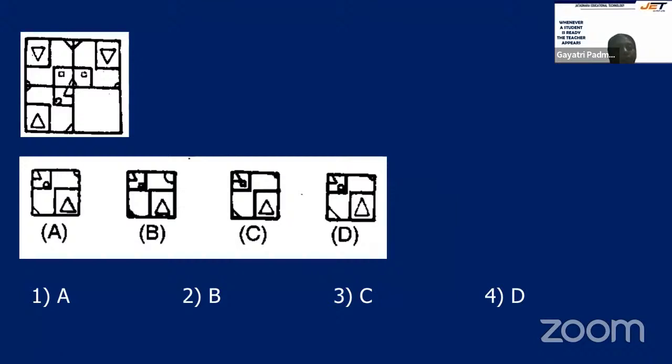Yes, now which would be the best fit? A, B, C, or D? So you can just complete the square and the inside triangle and the small circle which is attached to that, right? And one more triangle inside a small square. So which one could be the best fit? Is it option A, B, C, or D?